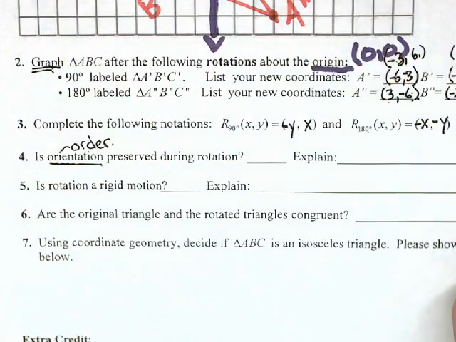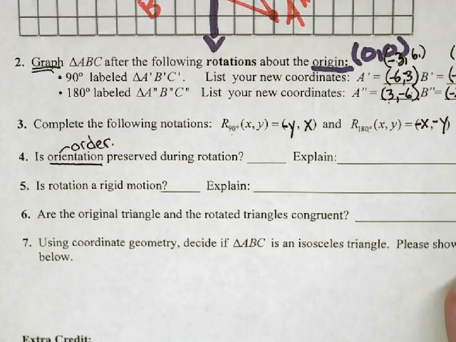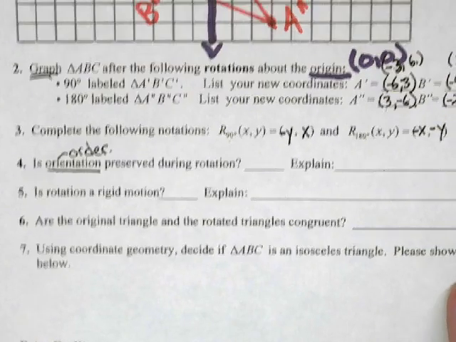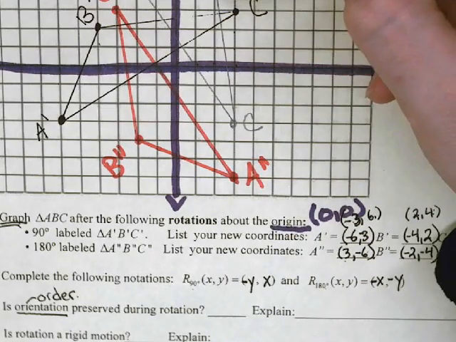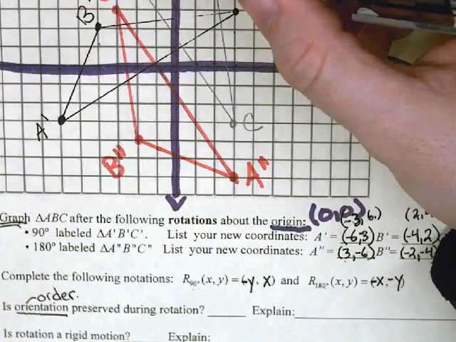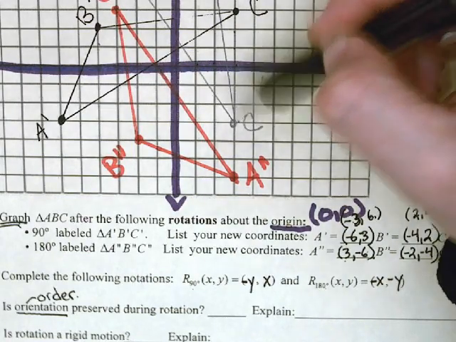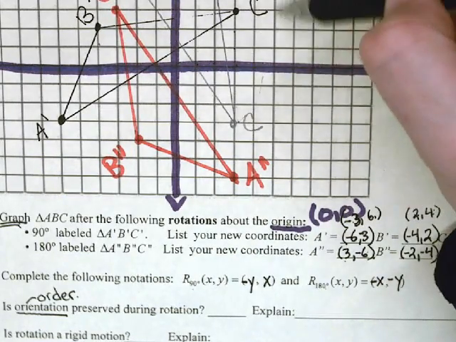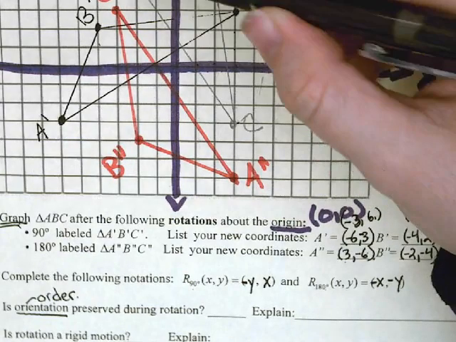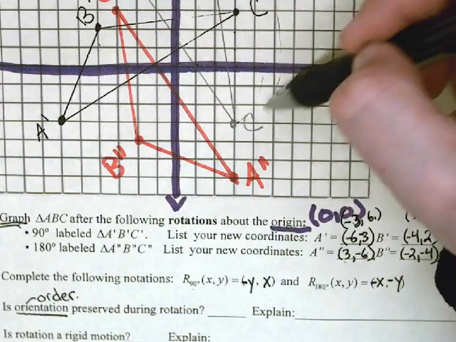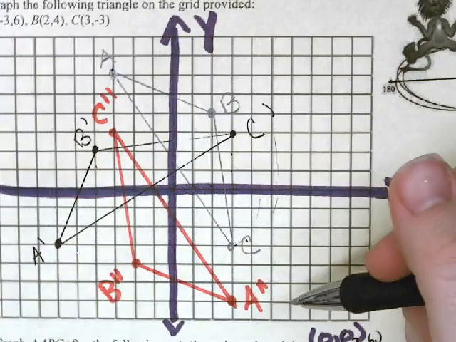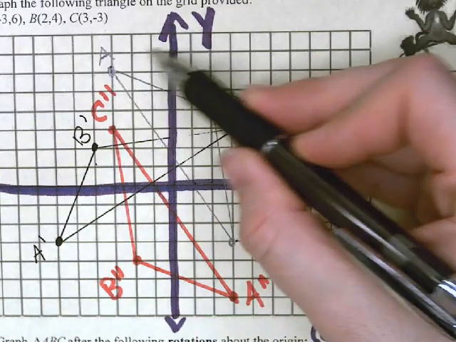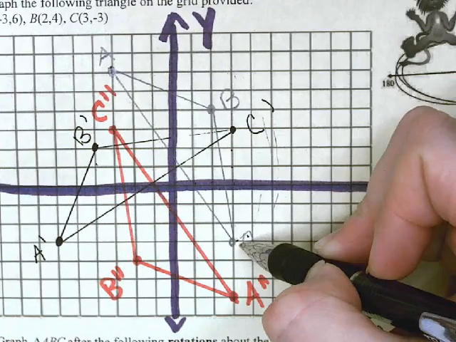So I'm going to go back up to the original and show you what I mean. Okay. So let's take a look at the original. To get from A to B to C, I am going in a clockwise fashion. Now I'm going to test that with all the rest. So again, A to B to C was a clockwise fashion.